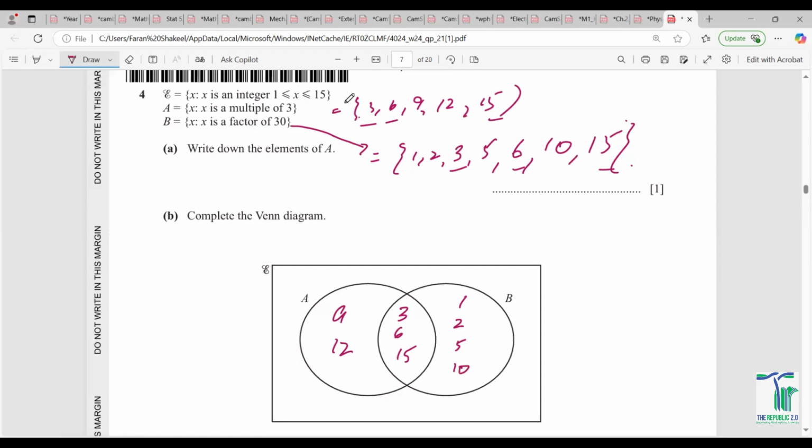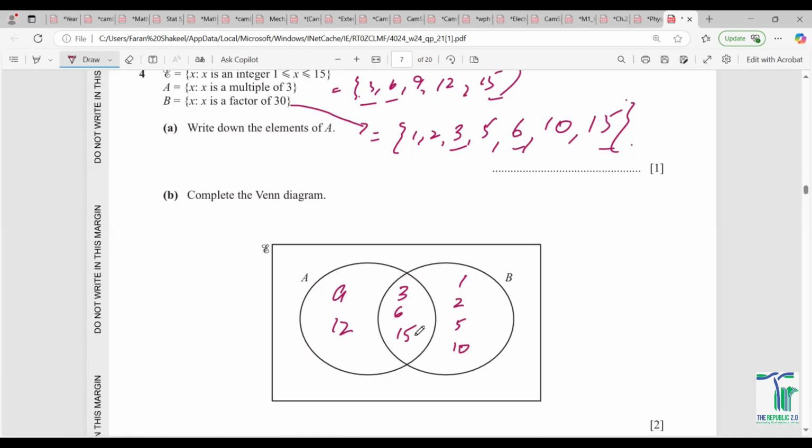And whatever elements are left apart from these, just write those elements outside of these circles. And which elements will those be? It would be 4, 7, 8, 11, 13, and 14. So this is how you're going to complete this Venn diagram.